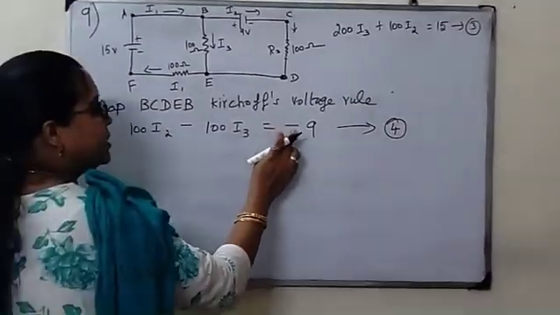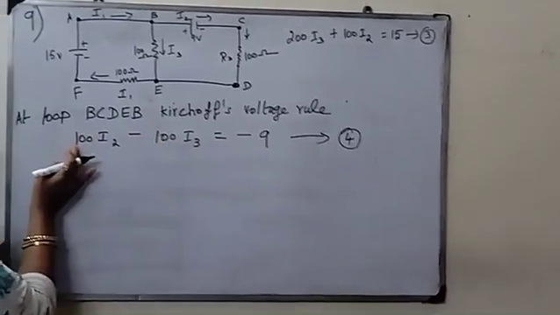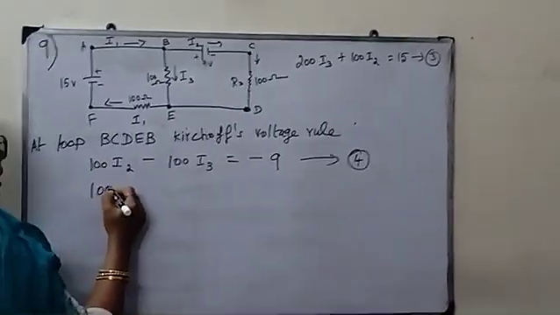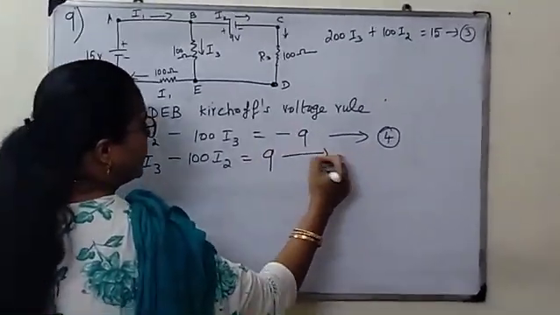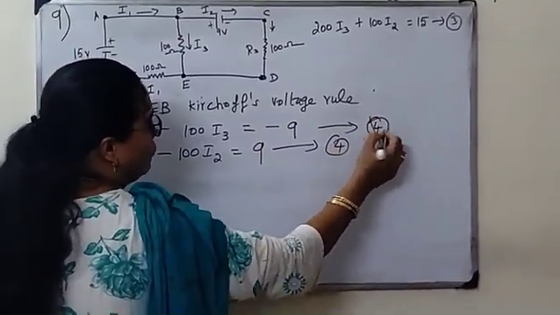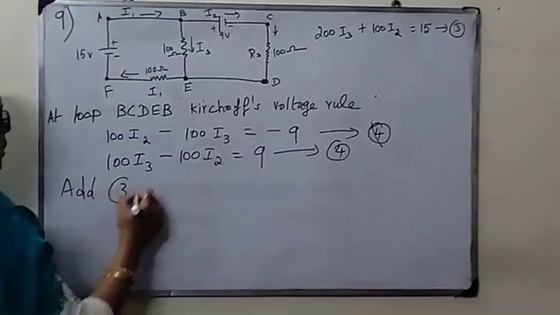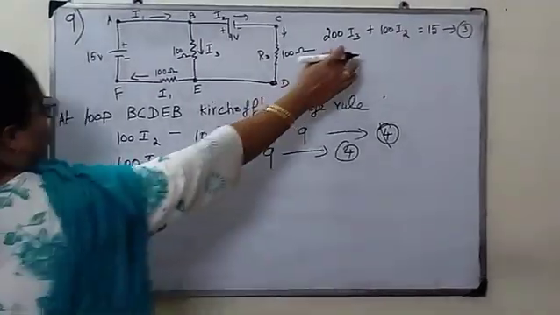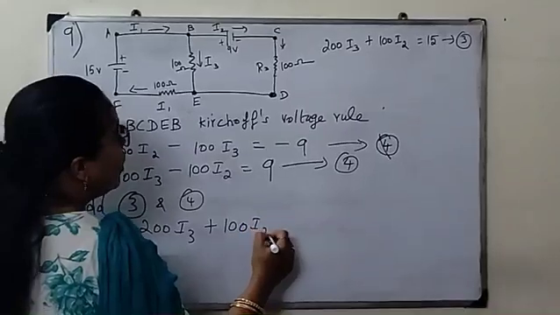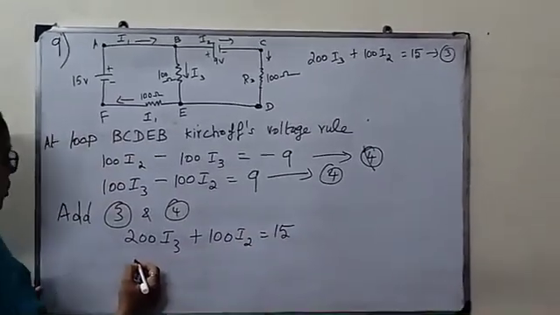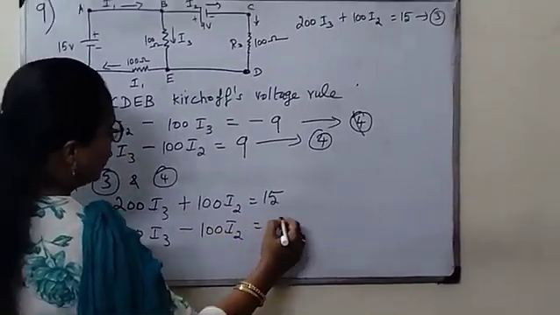Now you can take this one as equation number 4. So now you have to change this minus to a positive sign. So this one has to be changed as positive and this one has to be changed as negative. That means 100 I3 minus 100 I2 equal to 9. So let us consider this as equation 4. Now you are just adding equations 3 and 4. Equation 3 we have got as 200 I3 plus 100 I2 equal to 15. Then the fourth equation 100 I3 minus 100 I2 equal to 9.